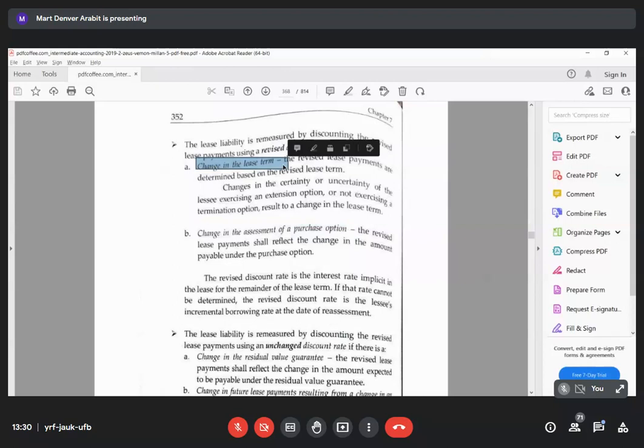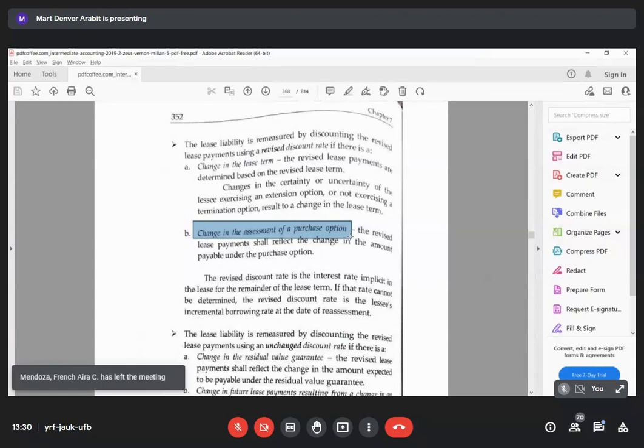And letter B, there's a change in assessment of purchase option. So, definitely, mababago yung present value notation natin. So, mababago din yung present value ng lease liability natin.